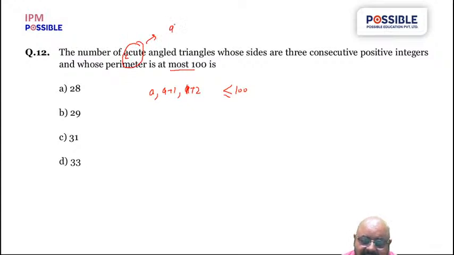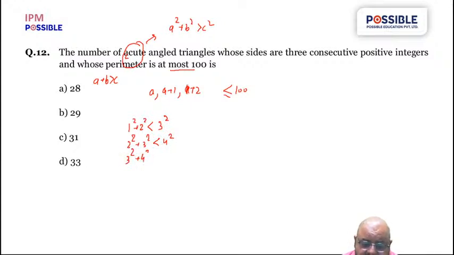Now for acute angled triangles, I know that a square plus b square has to be greater than c square. So I start with taking the value of a as 1. 1 square plus 2 square compared with 3 square is less than, or also 1, 2, 3 will not be a triangle because the sum of two sides has to be greater than the third side. 2 square plus 3 square, 4 and 9, 13, again is less than 4 square. So this will be an obtuse angle triangle.